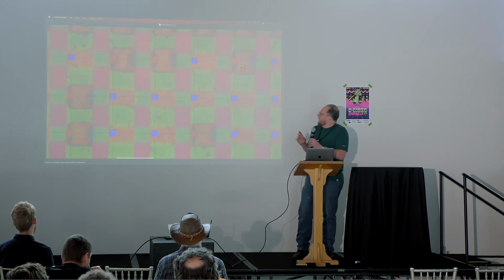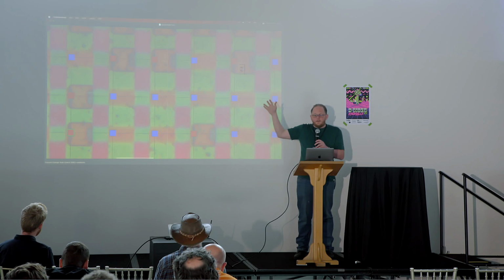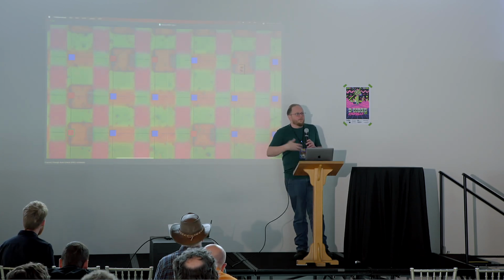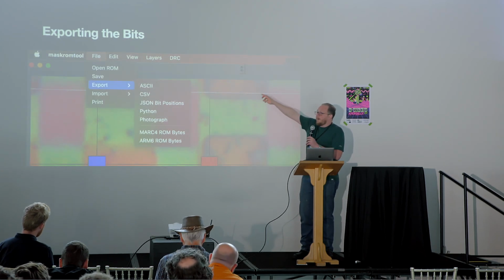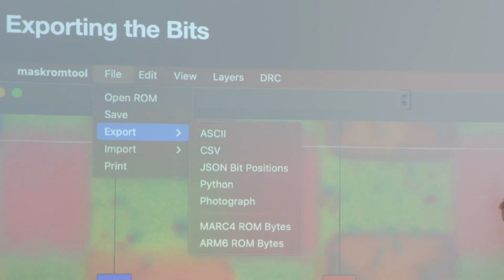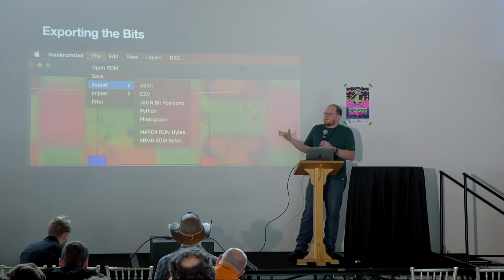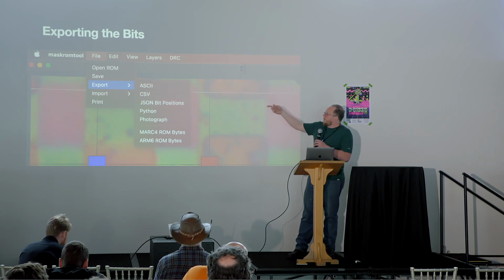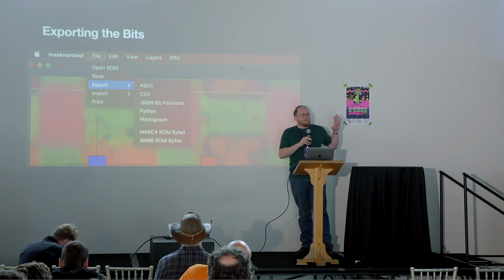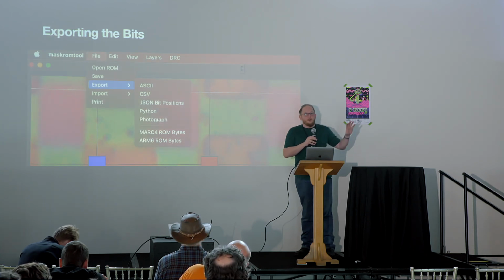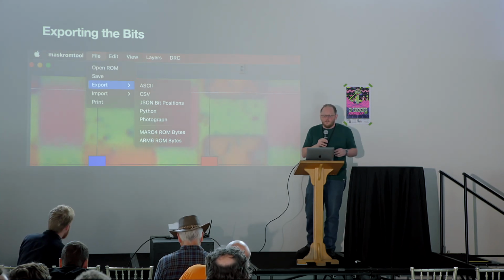The next thing that we need, so we've got all of the bits marked, we need to be able to get it out of the software into something else. So I've got these different file formats that I can export as. If this happened to be a Mark IV chip or an ARM6 chip, I could just directly dump a .bin file with all of the contents ready to reverse engineer. Because those chips aren't very common, I usually start by exporting either ASCII art or a Python matrix. And then I can do linear algebra commands to rotate the matrix around until the bits begin to make sense.